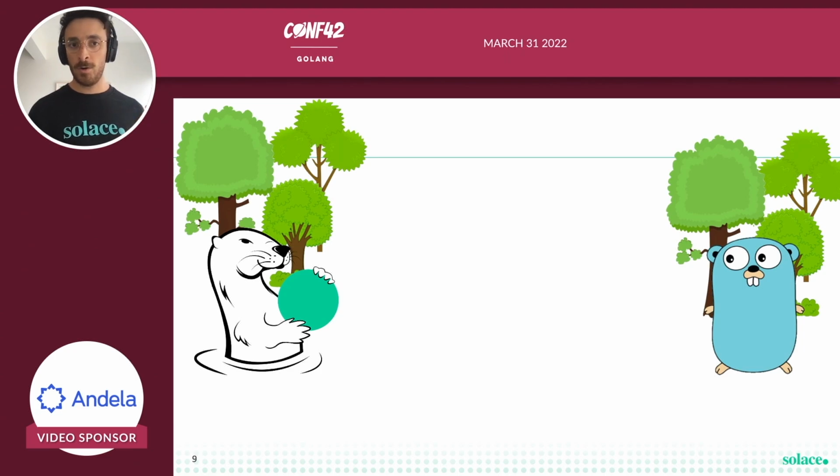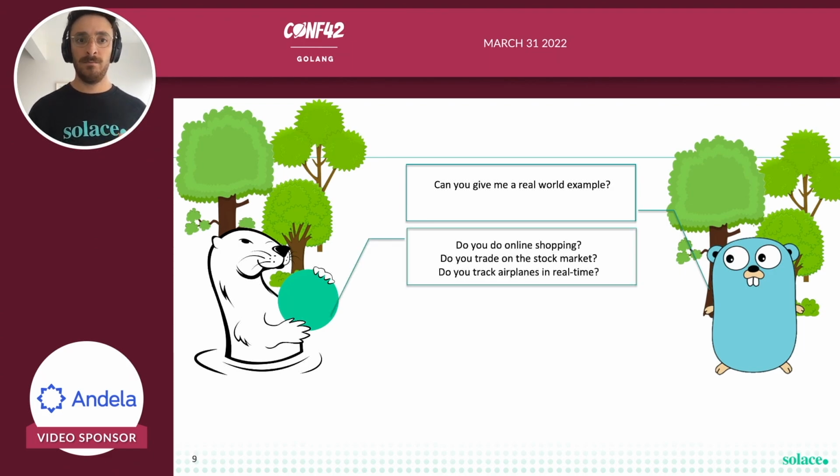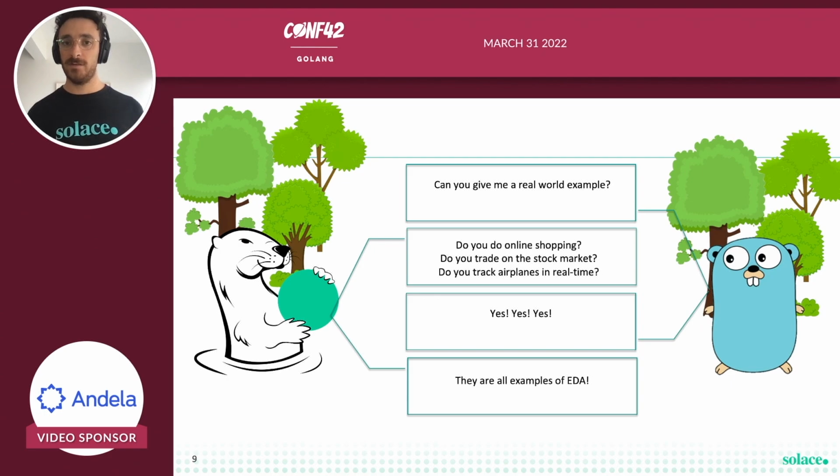All right, so let's go back to the conversation between Gopher and Solly. Gopher wants real-world examples. Do you do any online shopping? Do you trade on the stock market? Do you track airplanes in real time? All these are examples of event-driven architectures.